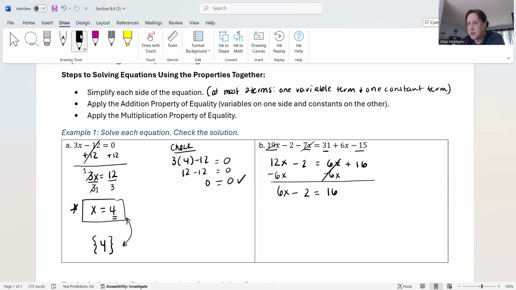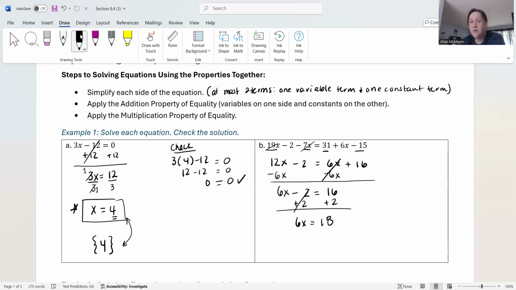I need to address this minus 2 that is on the left. I want to get all of my variables on one side. That has happened. We've got all of our variables on the left-hand side. We want all of our constants on the other side. So I need to scoot this minus 2 to the right. I do that with addition. The opposite of subtraction is addition. So minus 2 plus 2 is 0, which leaves me with just a 6x. And then 16 plus 2 is 18.